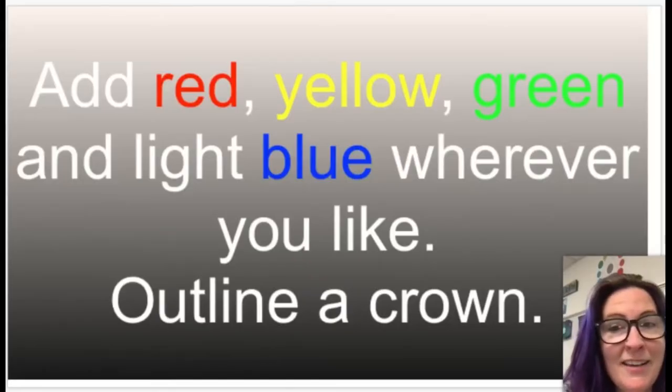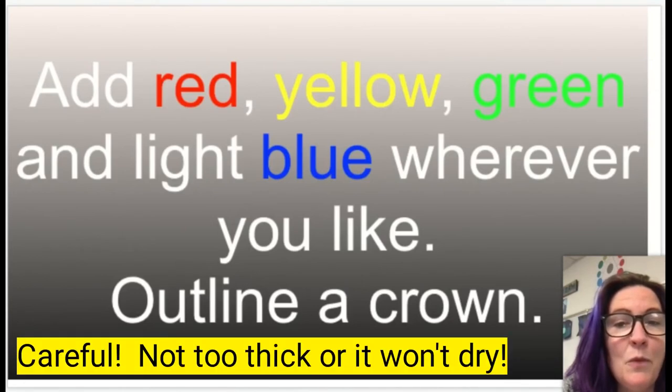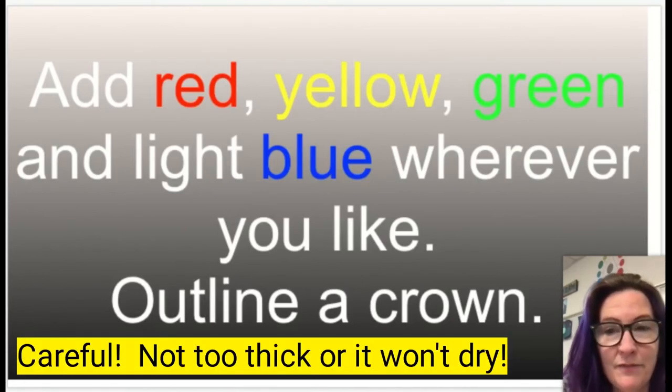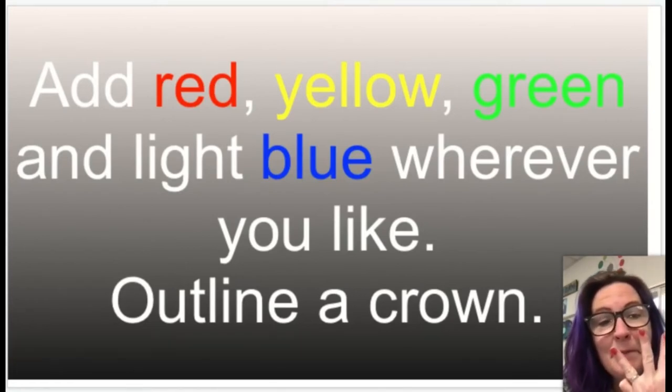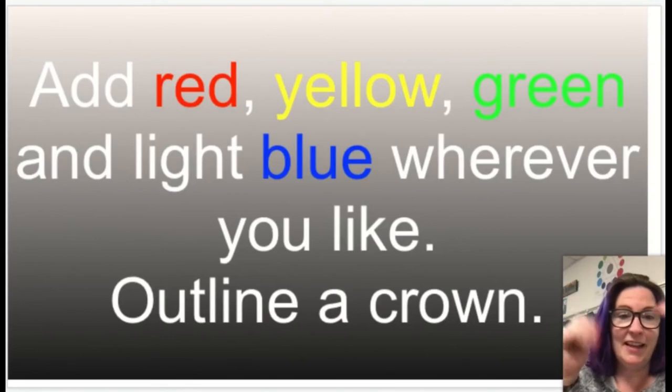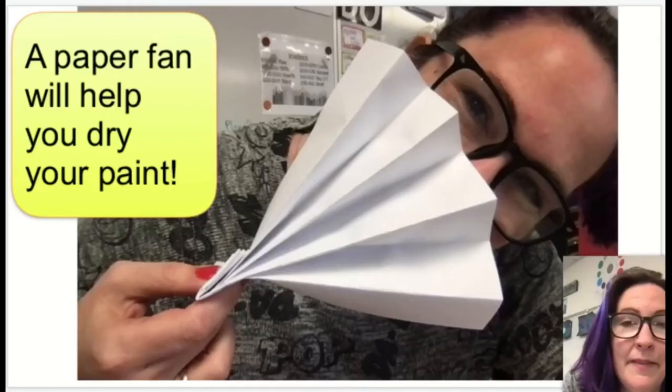Time to get the paint out again. We'll be adding red, yellow, green, and light blue wherever we like on our paper. An outline of a crown. You make a crown by making a W, and then 2 vertical lines, and then a horizontal line. Let's make a paper fan to help you dry your paint.